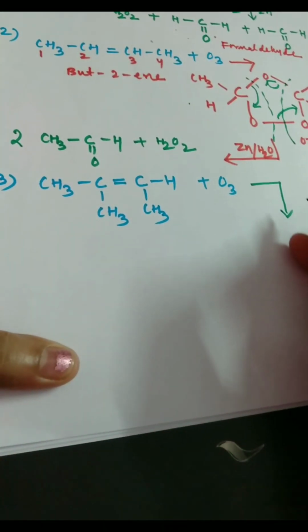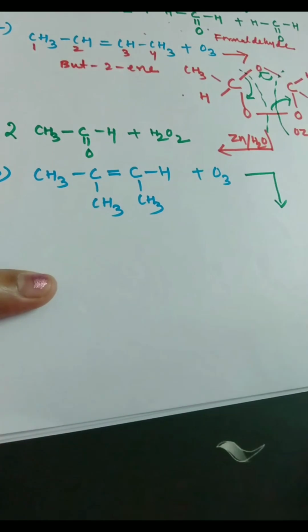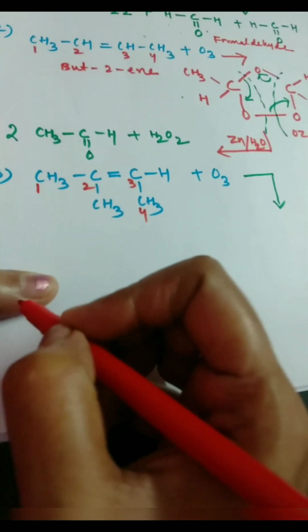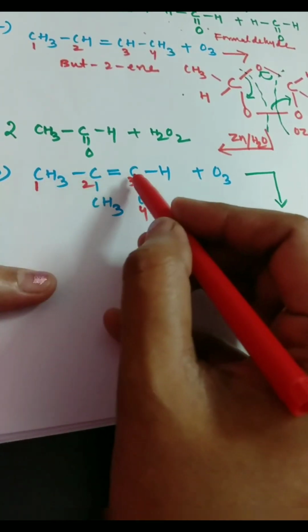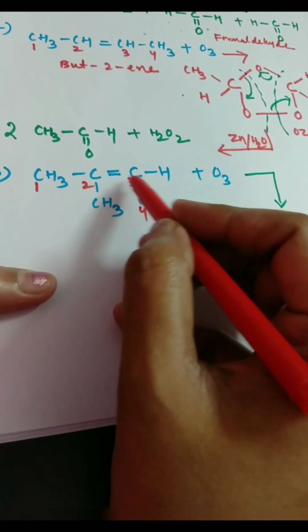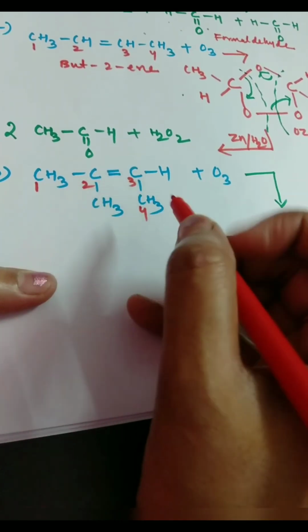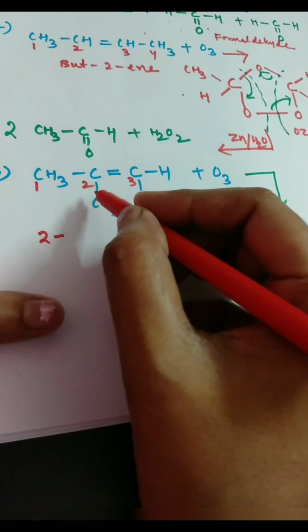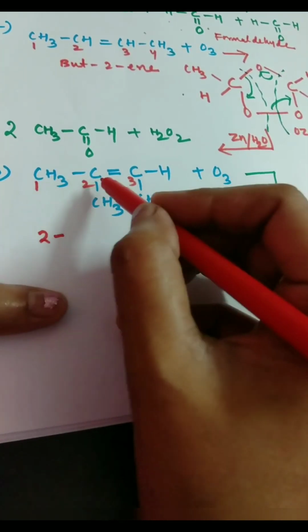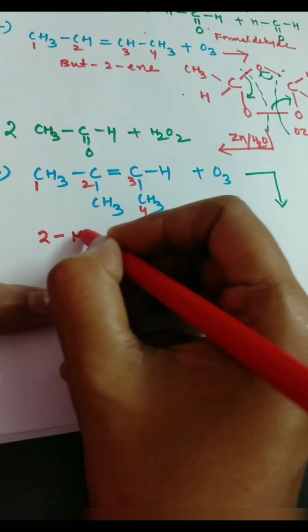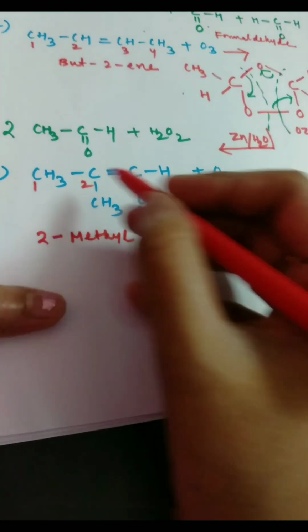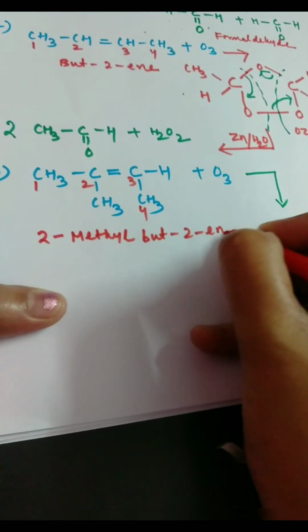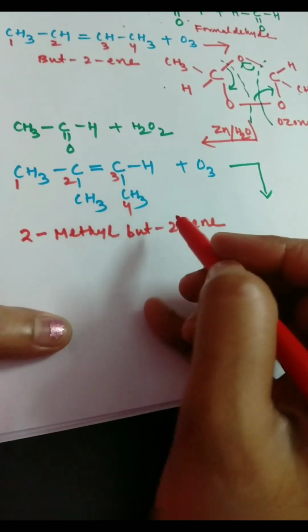Similarly, tell me what products you will get. What is the name of this compound first? 1, 2, 3, 4. Everywhere the two position is a double bond. So the compound is 1, 2, 3, 4, and the substituent comes at the three position, so you have to proceed like this. In the two position there is a methyl group. So 2-methylbut-2-ene.